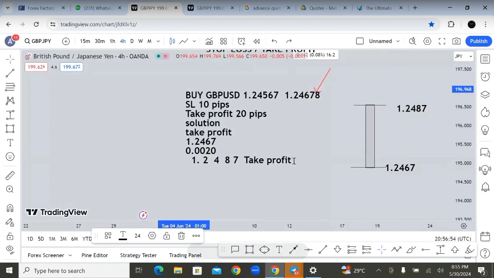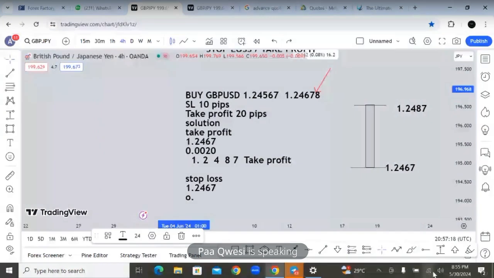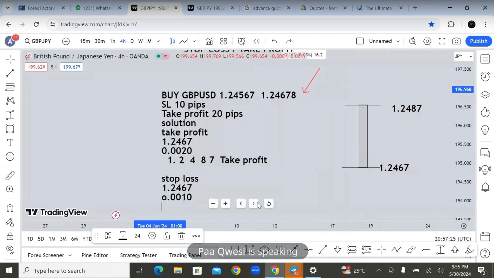With the stop loss, we are going to subtract 10 pips. This is the current market price, 1.2467. As I said, you are going to ignore the pipettes, the fractional pip. So it will be 0.0010. If you are doing the math, you are going to subtract.